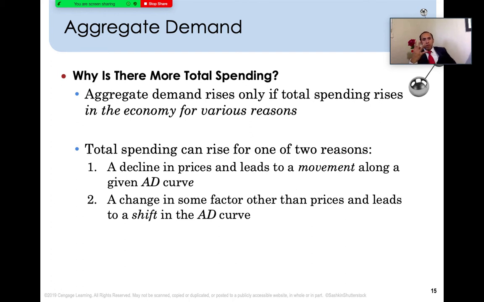So basically all of those four factors, consumers, investors, government, and the foreign sector, can shift the aggregate demand. There are four reasons. So why is there more total spending? Well, within point number 2, there are four main reasons why aggregate demand can increase. Consumers, investors, government, the foreign sector can shift the aggregate demand curve. If there's a price level change, that would just create an increase in the quantity of real GDP demanded, which is a movement along the aggregate demand, but it would keep the aggregate demand stationary, the same.